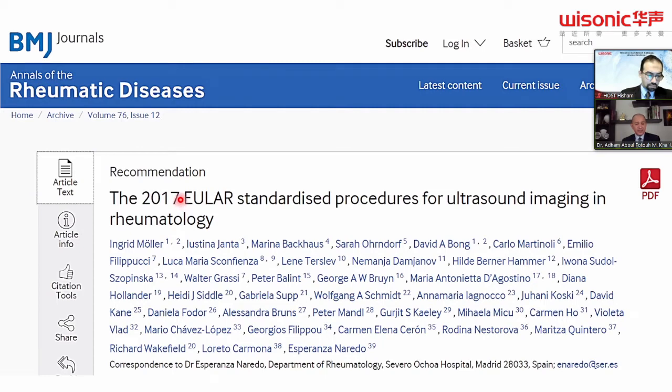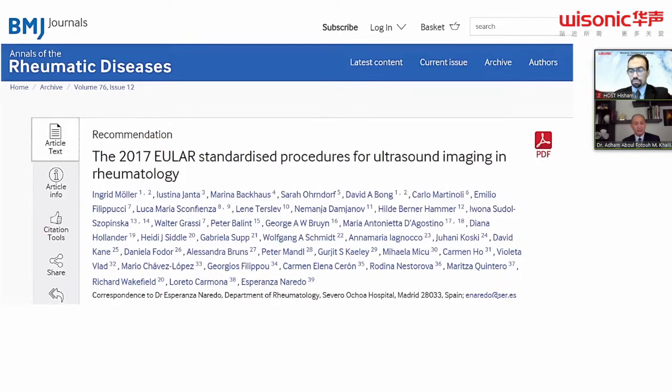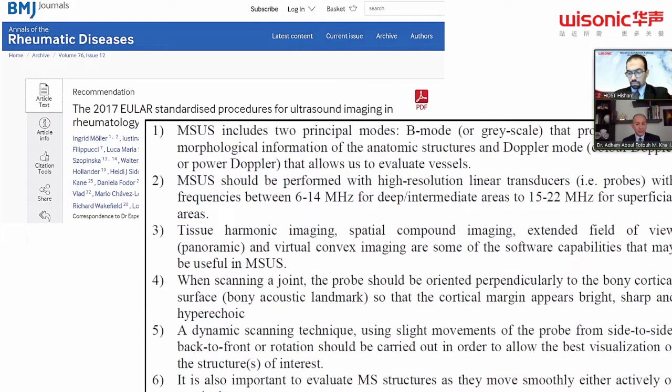In 2017, the EULAR standardized procedure for ultrasound imaging in rheumatology was published, and it recommended a few things. First, that we can use B-mode and color Doppler, so it's grayscale and power Doppler. And then it recommended the use of high-resolution linear transducers. In the beginning it was below 10, and now high frequency or high resolution means above 10. At that time, maybe it was a maximum of 14. Now we have commercially up to 18, 20, 22 for the superficial areas.